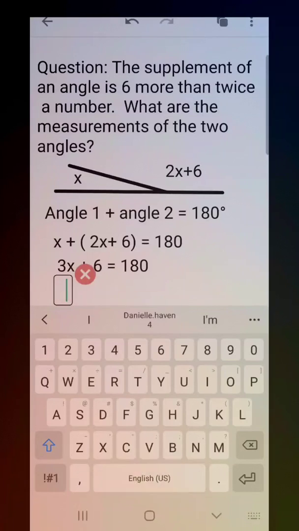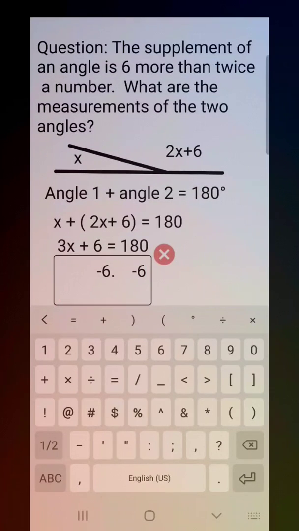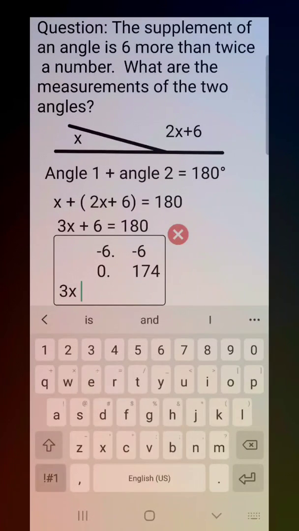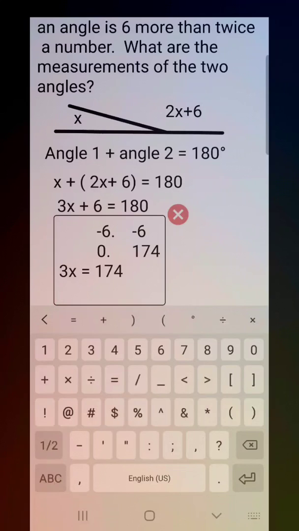So let's go ahead and subtract 6 from each side. So that leaves me with 6 take away 6 is 0. And 180 take away 6 is 174, which means that 3x is now equal to 174. Well, what's my inverse now with 3x? Well, that's 3 times x. Now I'm going to divide by 3 on each side.